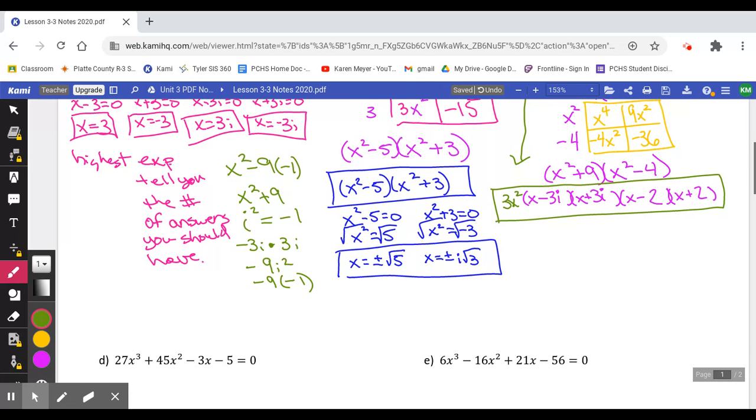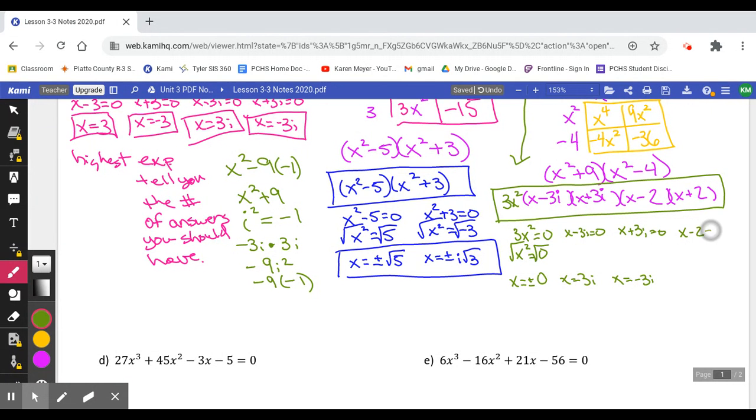Now we can set each part equal to 0. So GCF, 3x squared equals 0. Divide by 3 and you get x squared equals 0. Square root both sides. So you get x equals plus or minus, and the square root of 0 is 0. And then x minus 3i equals 0. So x equals positive 3i. X plus 3i equals 0. So x equals negative 3i.